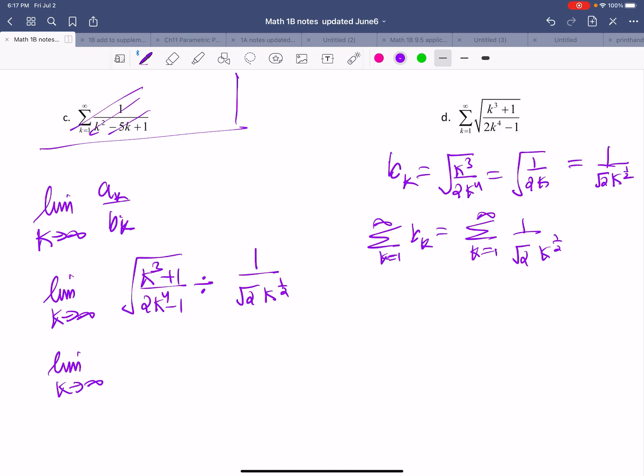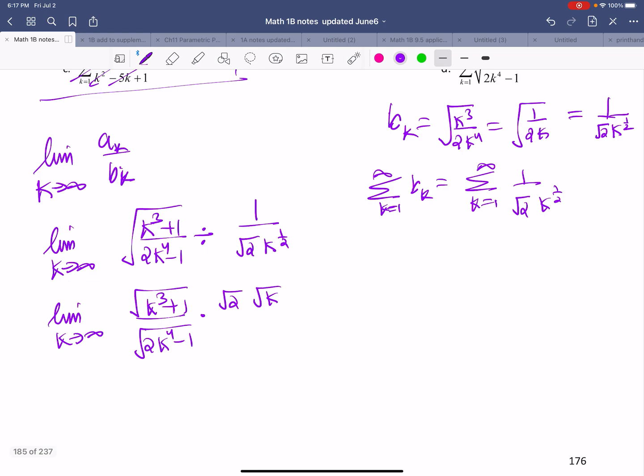So this is like k to the power 3 halves, square root of 2k. So we have k to the power 2k to the fourth minus 1 times square root of 2 square root of k. And I would be able to take square root of k inside. When I take it inside the square root, I would be taking the k inside.